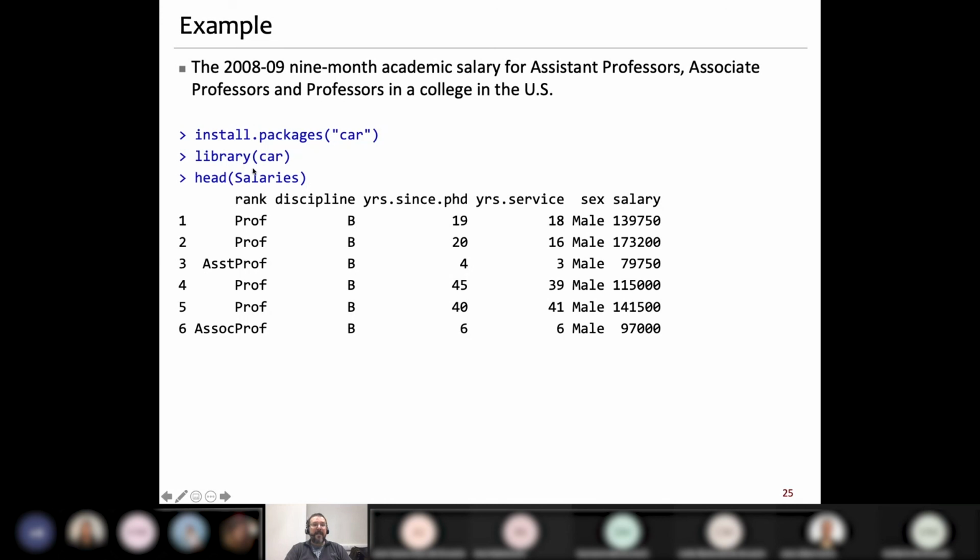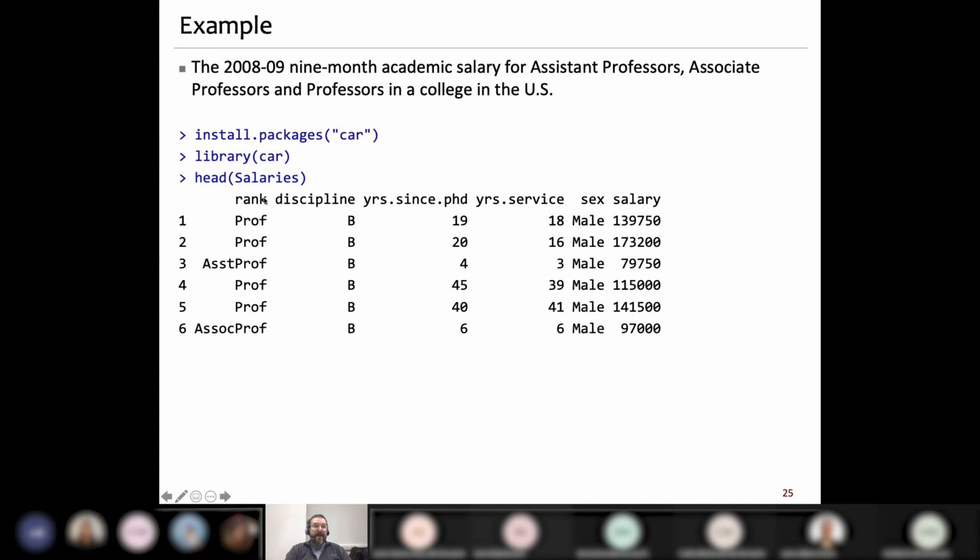After installing, we can call this library, and there is a data frame called Salaries. These are the first 6 rows of this Salaries data frame. It contains data from 2008 to 2009, the 9-month academic salary for assistant professors, associate professors, and full professors in a college somewhere in the United States.